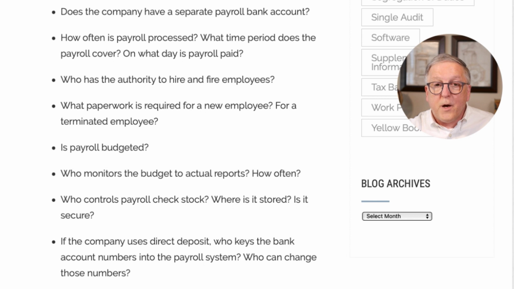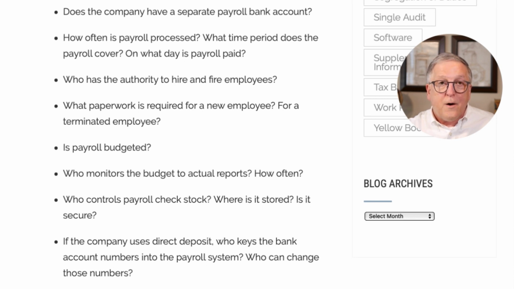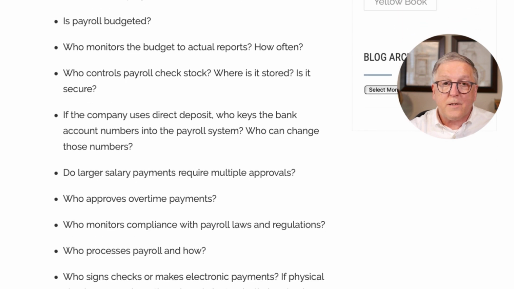Who controls payroll check stock? So if payments are being made with physical checks, you want to know who controls the paper check stock and where it's stored. Another question you'd want to ask is, does the company use direct deposit? If so, who keys in those bank account numbers? Who approves overtime? Another critical piece to payroll. Normally that's a department head that's familiar with the amount of time that each employee is working within their department.